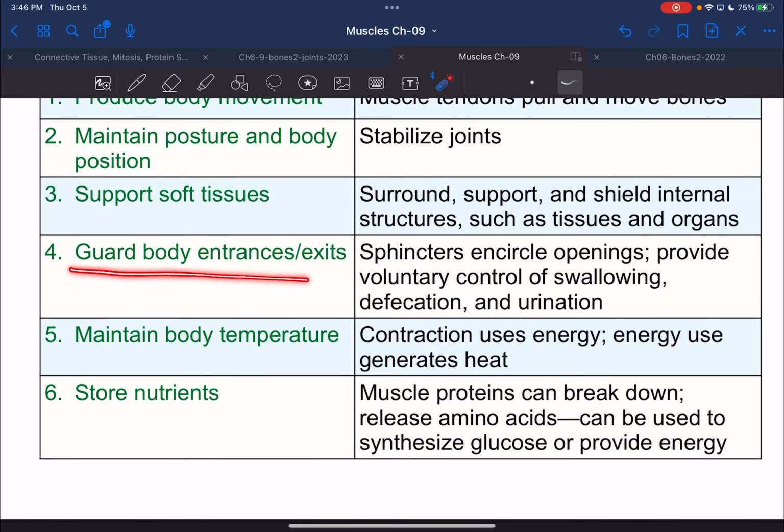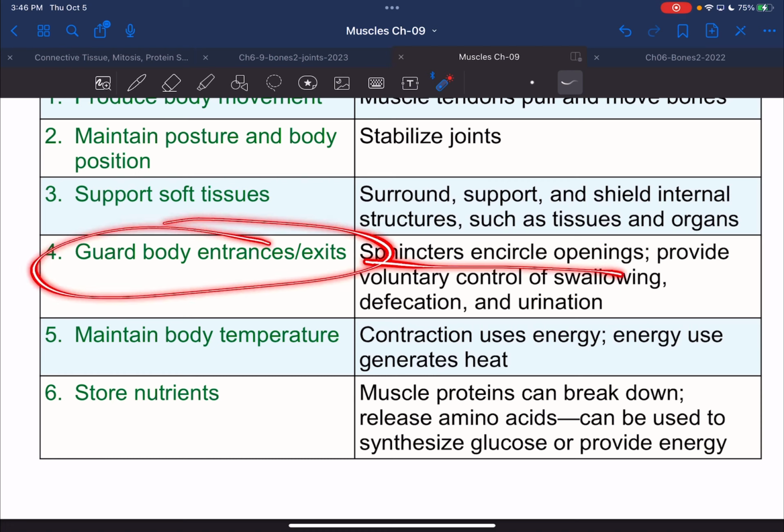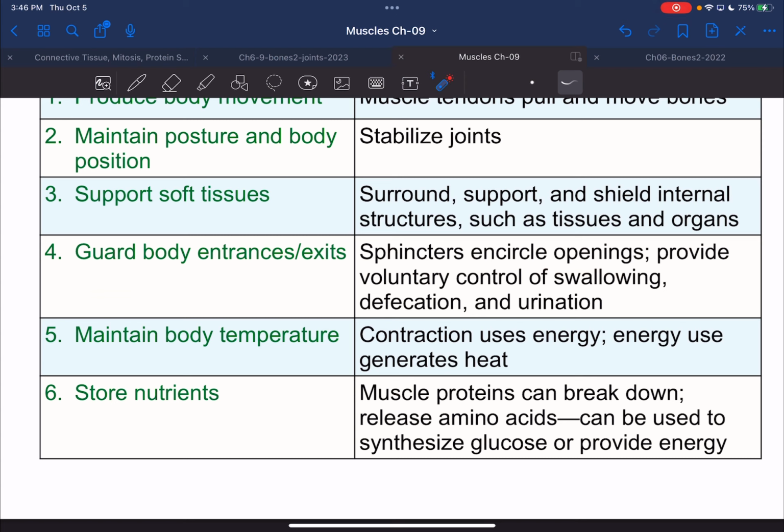It guards entrances. You have sphincters, for example, the anal sphincter. When you're in a classroom and you don't want to miss that last bit of notes, there's only 10 minutes left and you're like, I can hold it. The reason you can hold it is because you have a muscle guarding the exit. That's referred to as a sphincter. Even right now, me talking, this is a sphincter. Even your mouth is a sphincter because it regulates entry into an opening. That's what a sphincter is, or the overall function: guard body entrances and exits.